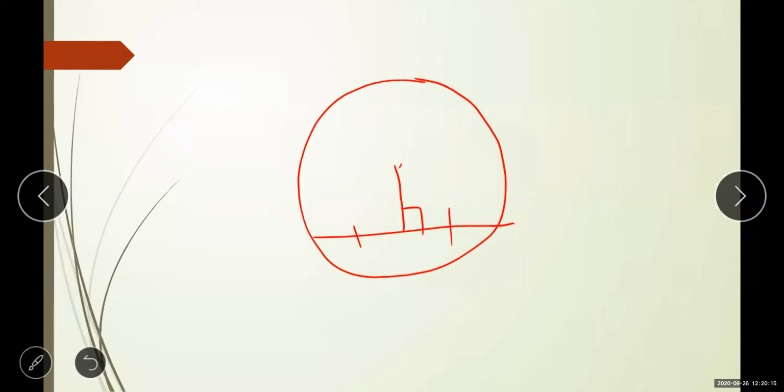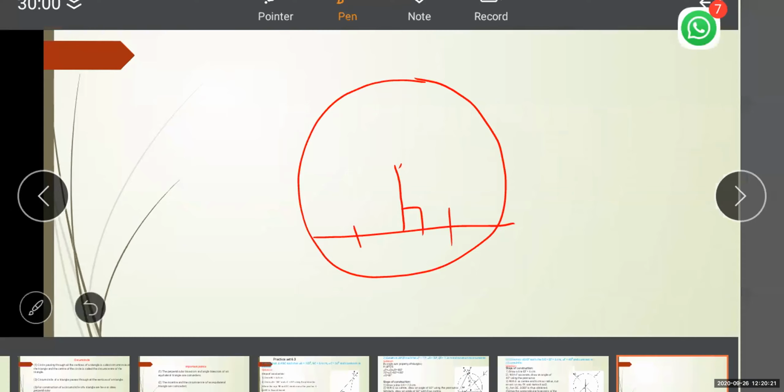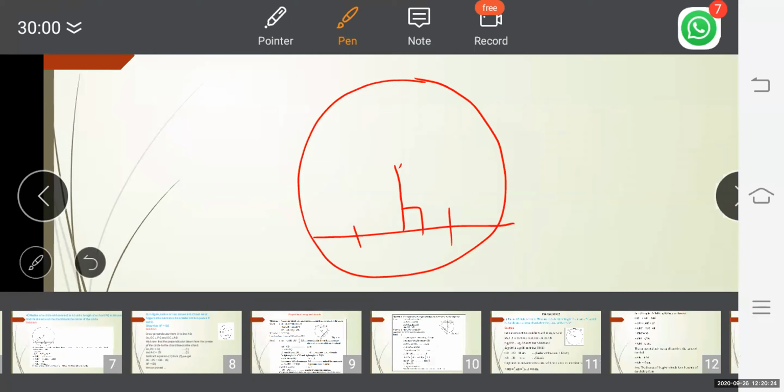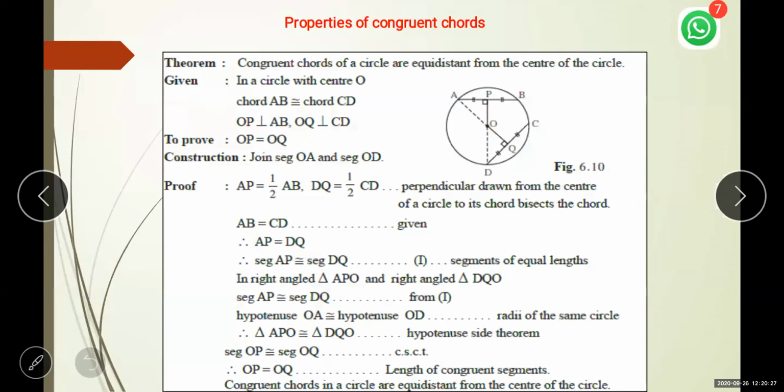Congruent chord means the measure of the chords is equal. So congruent chords, here, the first theorem is: congruent chords of a circle are equidistant from the center of the circle. Whatever the distance from the center is, equidistant means what we have to show: this distance OP and here it is from the center OQ. These two are equal. Equidistant means equal. That we have to show. How will you show that?